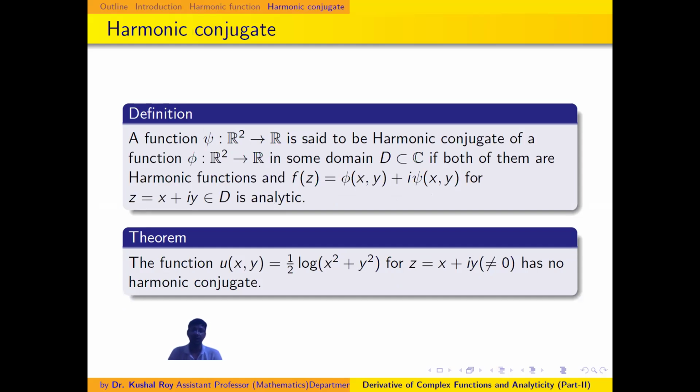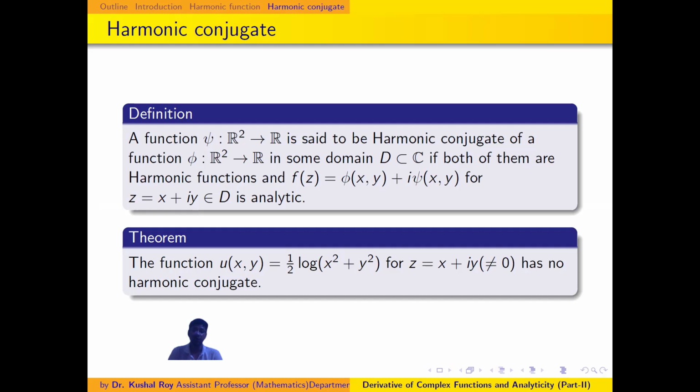Next definition is harmonic conjugate. A function psi, which is defined from R2 to R, is said to be harmonic conjugate of a function phi, which is also a function from R2 to R in some domain D of C, if both of them are harmonic functions, and also f(z) equal to phi of x,y plus i psi of x,y is analytic.